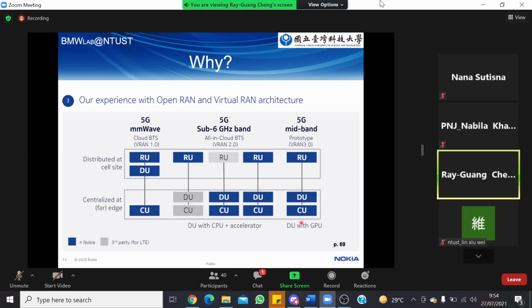Even more, they can try to use DU with GPU. GPU they can use as an accelerator to simplify. For this part, they try to reduce the cost for the DU.